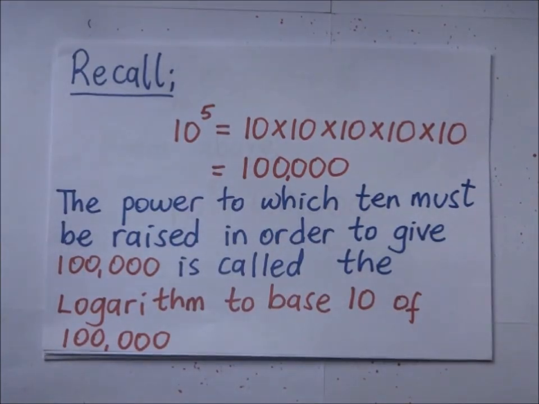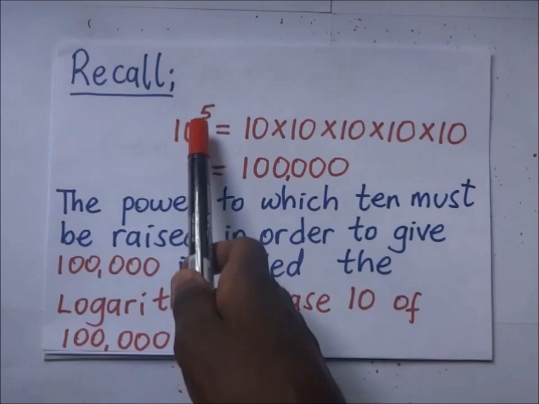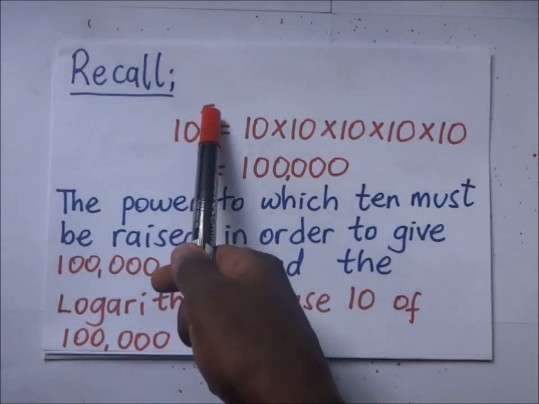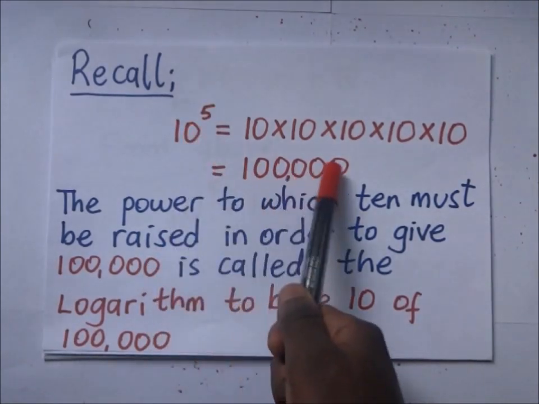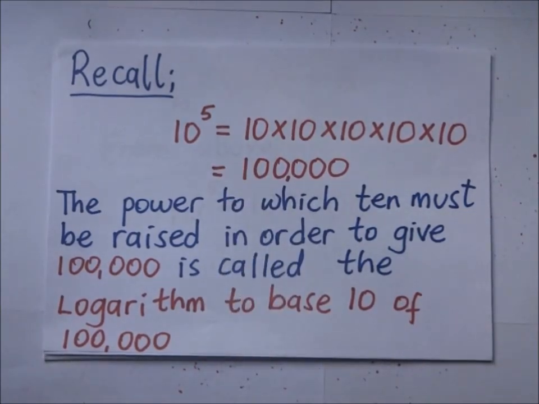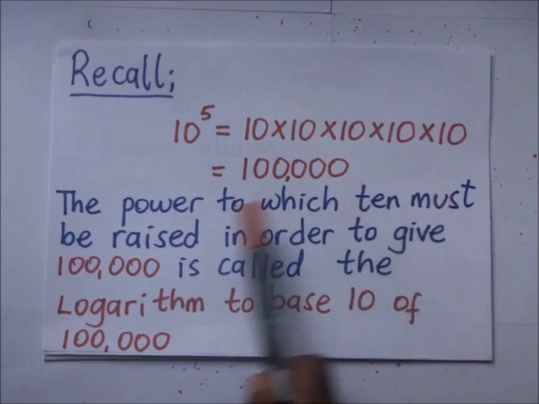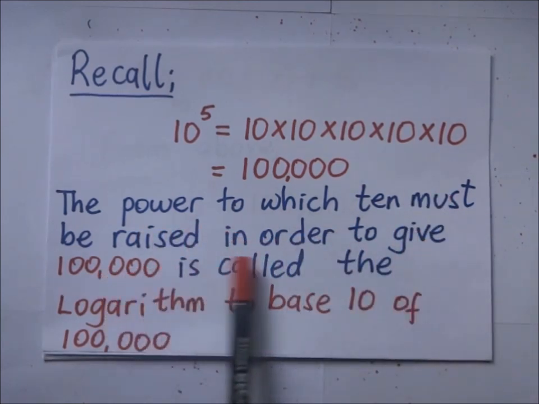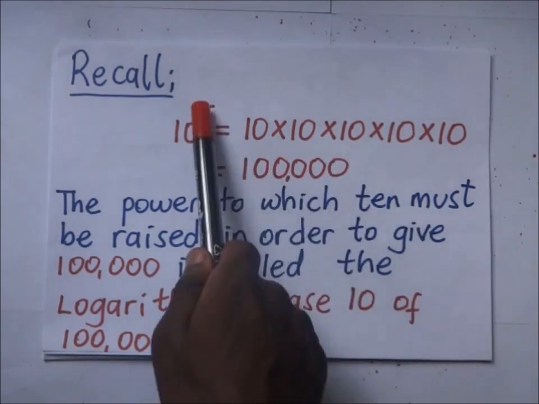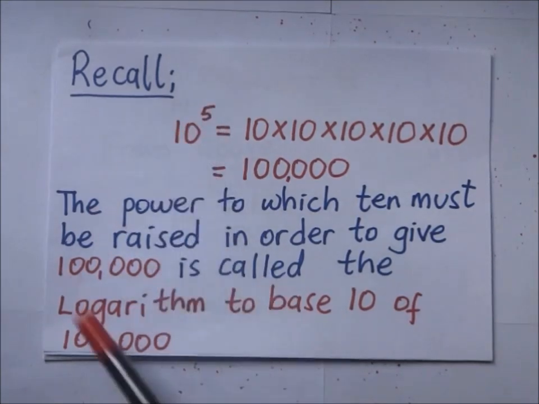Why do we say so? Because you're going to have to raise 10 to the power 5 for you to be able to get 100,000. By saying all that, I'm trying to derive the definition of logarithms. In essence, the power to which 10 must be raised in order to give 100,000 is called the logarithm to base 10 of 100,000. So it means the log of 100,000 to base 10 is going to be 5. And that is the definition right on your screen.